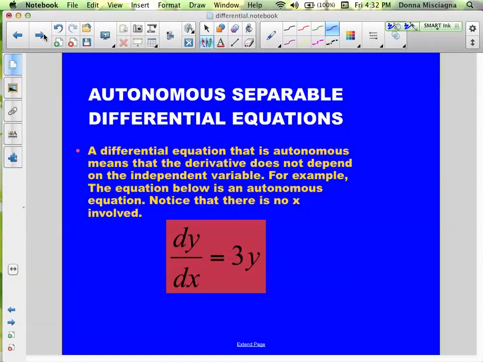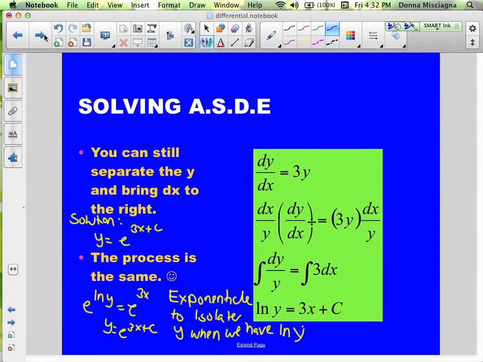Right, so autonomous separable differential equations. A differential equation that is autonomous means that the derivative does not depend on the independent variable. For example, the equation below is an autonomous equation. Notice that there's no x involved. So dy dx means that the function of y is defined for x. There is no x. Right? So we're going to look at some autonomous separable differential equations. So here you can still separate the y and bring dx to the right.